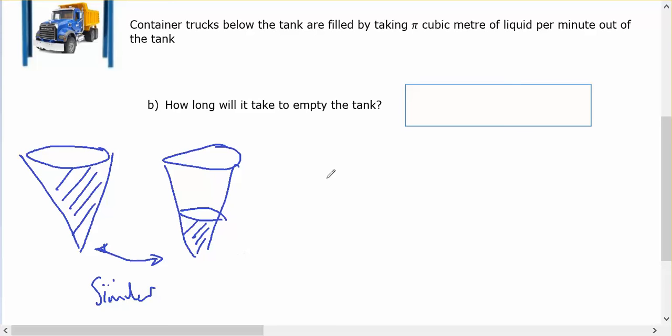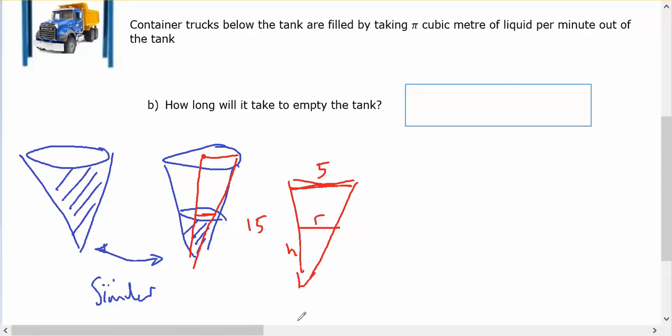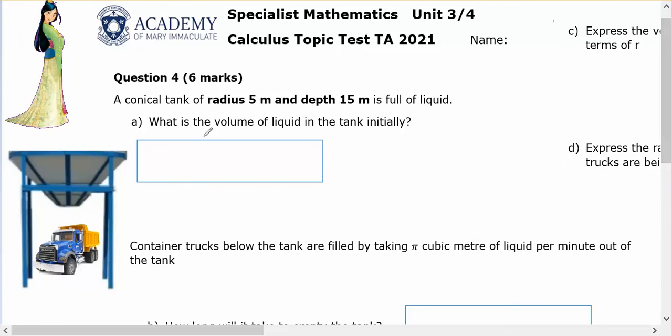So I can use the idea of similar triangles. So if I was to consider the triangles, this is the radius and height of the water, whereas this is the radius and height of the full cone. In this particular case, 5 and 15. Okay, so we have a conical tank, radius 5, depth of 15, and it's full of water.